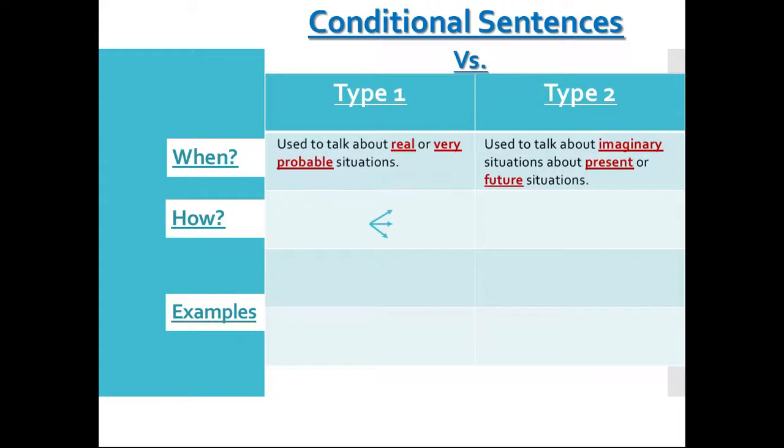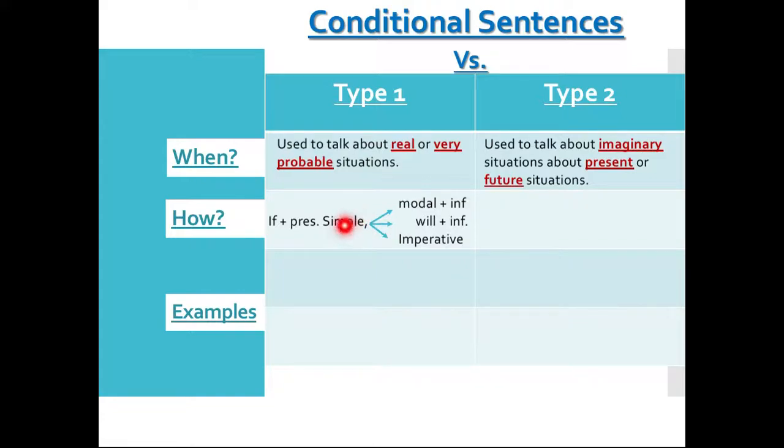Now, let's go back to type 1. How do we form a sentence in type 1? Now, we know in all conditional sentences, we have two phrases, the if phrase and the result phrase. All right? So, with the if phrase in type 1, we're going to use the present simple tense. All right, and you can see that we separated the phrases by a comma, right? If you're going to start with the if clause, you're going to separate the two clauses by a comma. But if you decided to start with the result clause, then you're not going to use the comma. You're going to drop it.